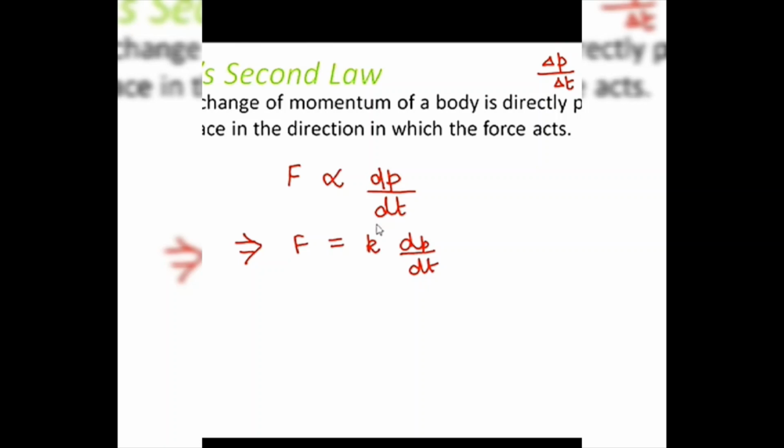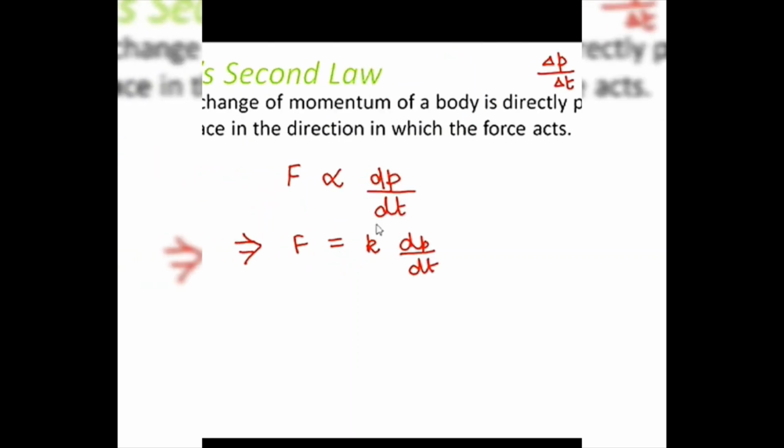Here, this force is directly proportional to dp by dt. And it also says that the rate of change of momentum takes place in the direction in which the force acts. In the previous example, the player catching the ball, you saw this. The change in momentum and force act along the same direction.